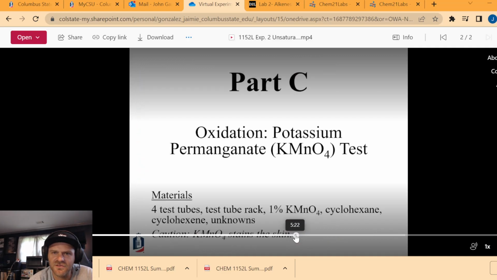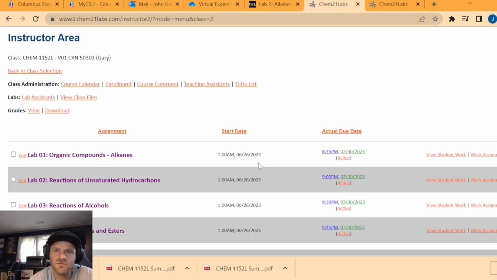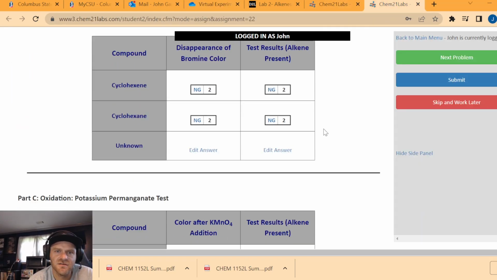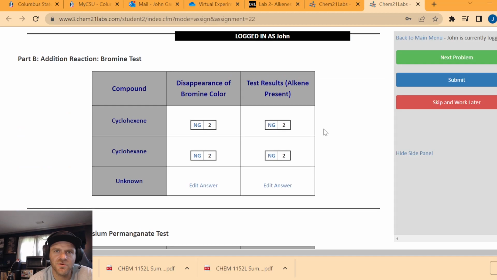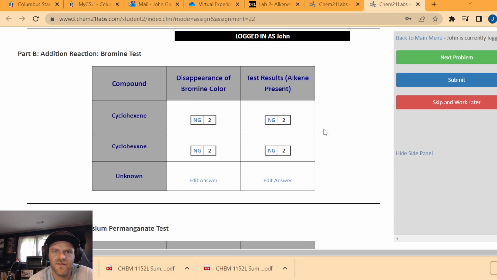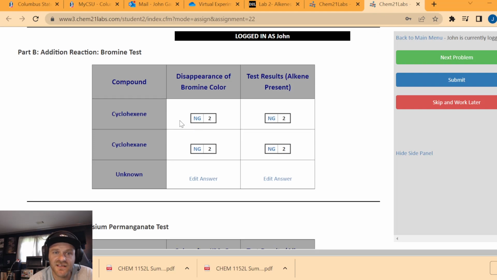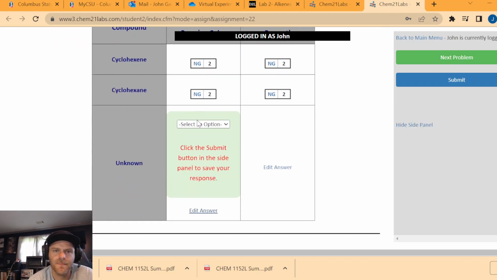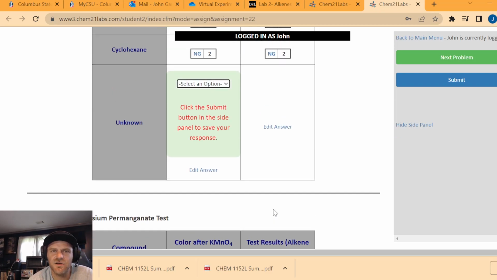So now you'll make those observations on Chem 21. Let me show you where that is. Right here. You'll make those observations about the hexene, the hexane, and the unknowns. Okay. And fast, slow. If it's fast, that means there was a reaction. If it's slow, that means you didn't see a reaction.